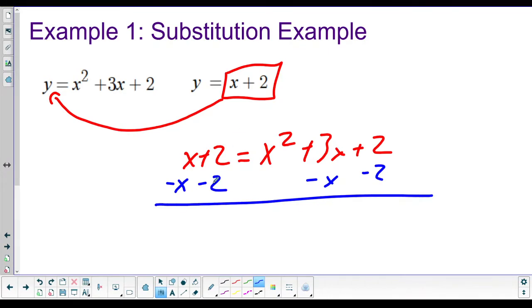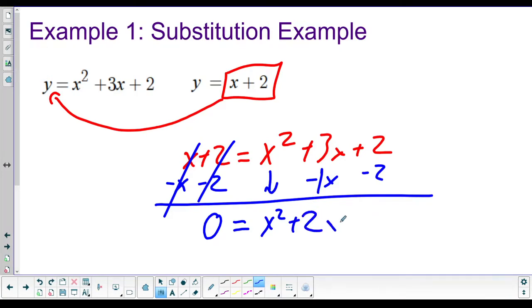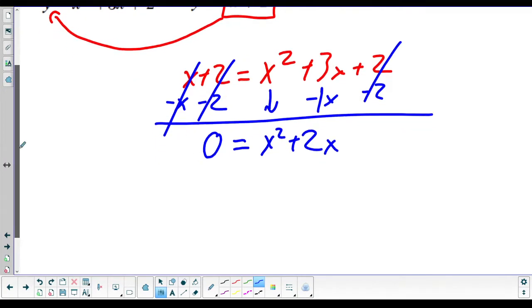All right. These cancel. This side is 0. That's what you want. Bring down that x squared, because we don't have any like terms with it. 3x minus 1x is 2x. And 2 minus 2 is 0, and those go away. All right. I've luckily given myself a super easy example because I'm a nice guy and I don't want to struggle.